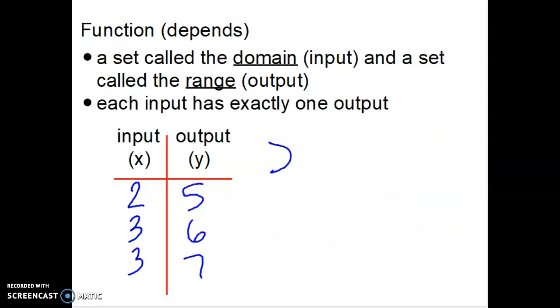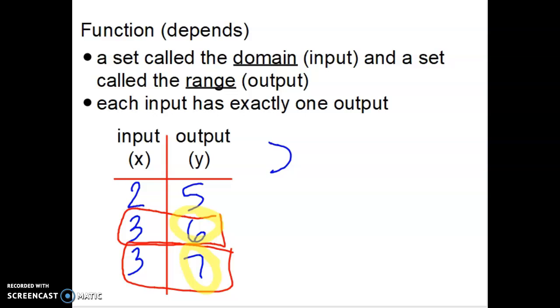So now we have a new table here where the input values are 2, 3, and 3. And what you may notice is that the 3 is repeated, which is okay. If the 3 is repeated though, was the output the same both times? Because if you put a 3 in, you should get the exact same answer out every single time. And what we're going to notice here is one time we got a 6 out, but another time we put a 3 in, we got a 7 out. So this is not a function.